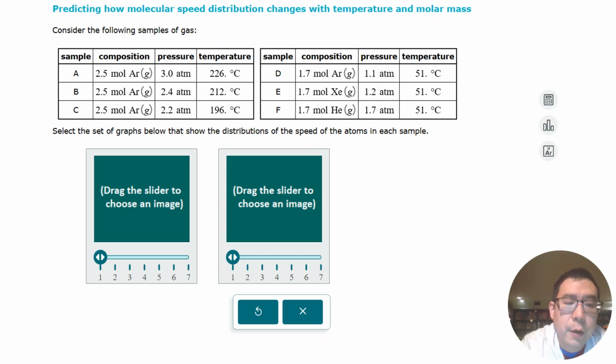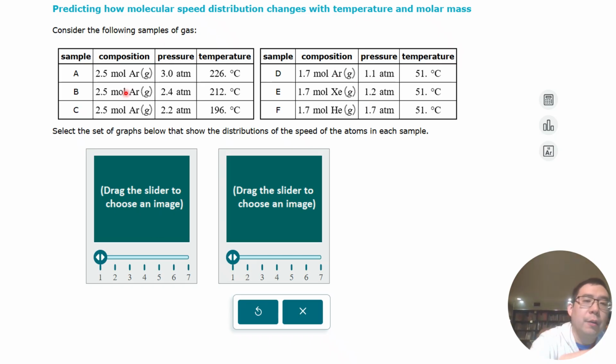Okay, so this is one of the classic Alex slider questions. This predicts how molecular speed distribution changes with temperature and molar mass. And so this combines the last two slides. The last slide we looked at the distribution of speeds. Two slides ago, we looked at how speed changes with temperature and molar mass. So here we have two questions in one. The first slider has to do with this first box here. The second slider has to do with this box here.